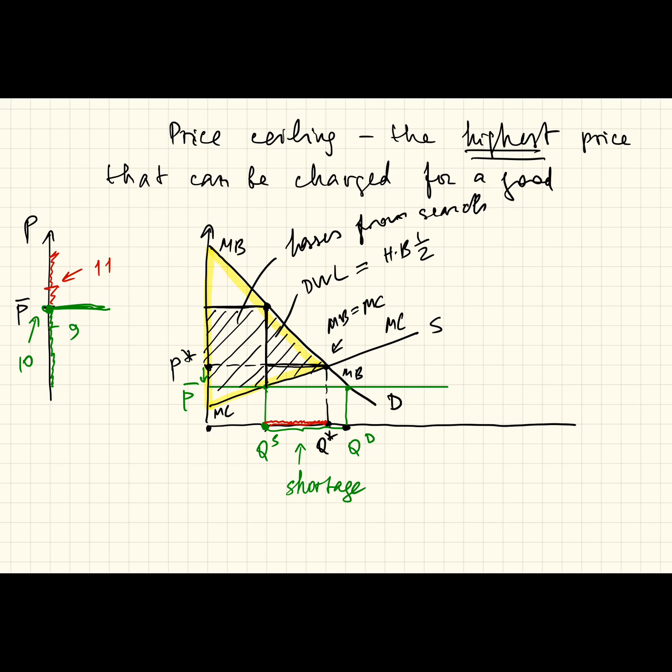All right, that should be it here. So two critical areas here: the area for deadweight loss, this one, resulting from price ceiling, and the area for losses from search, which is this area. All right, so this is about price ceiling.